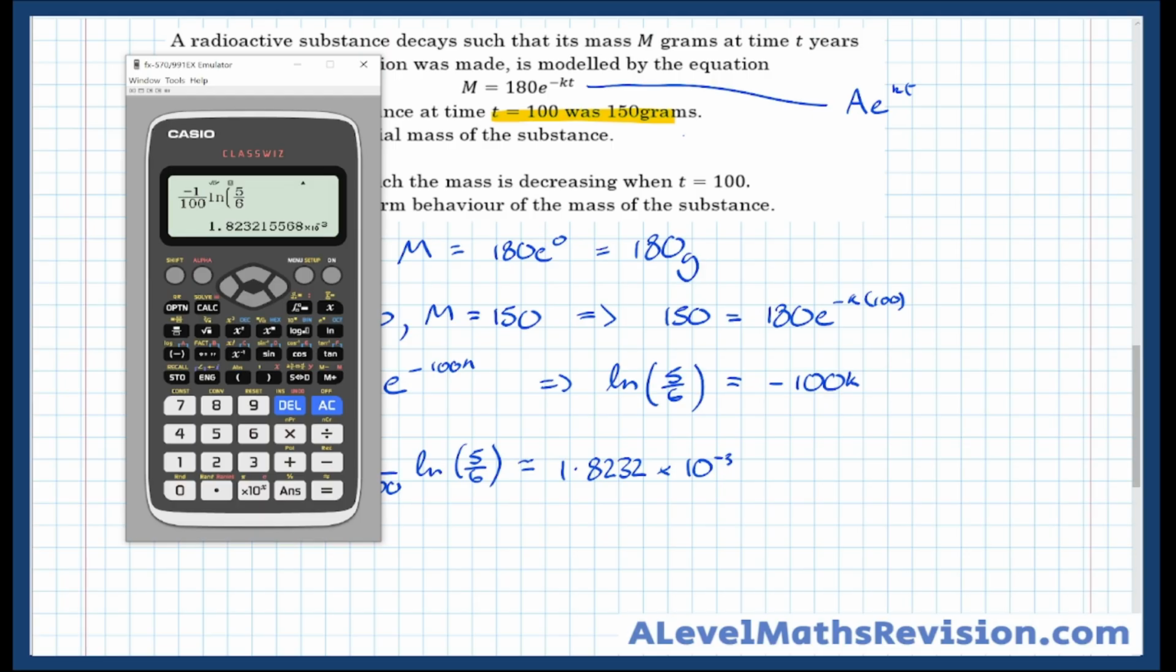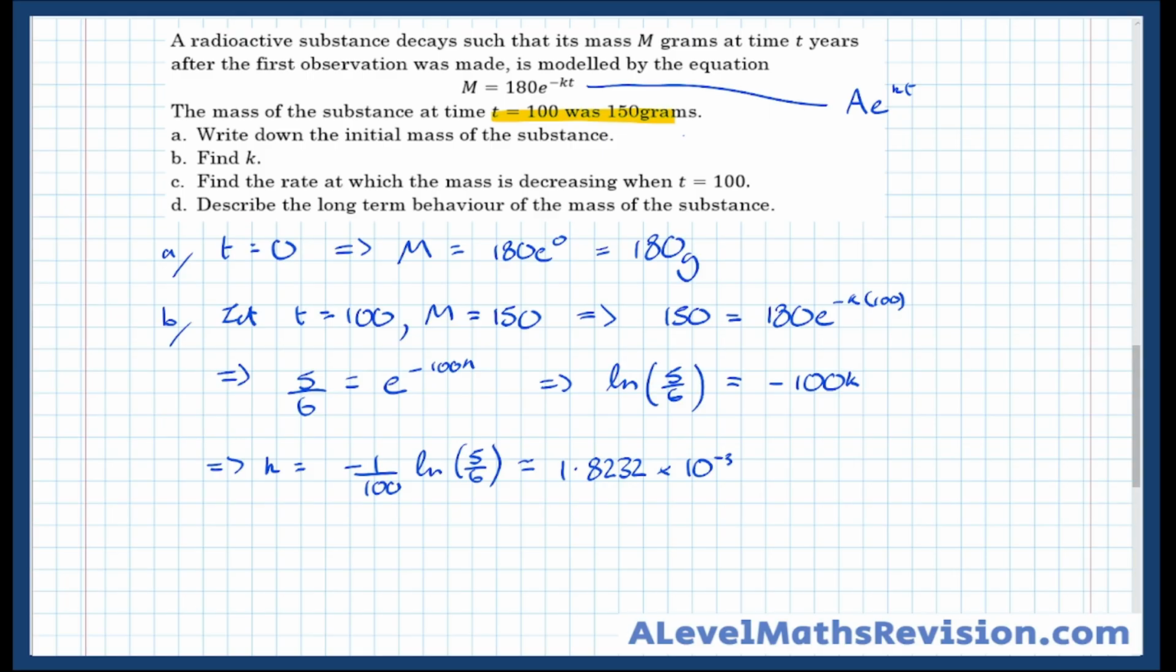What I'm going to do is store that in the A button. So I'm going to press this STO button here, just above 7. Then I press the button with the red letter above it that I want to store it in. So I'm going to store it in the letter A, just above the STO button. And now you can see the calculator tells me that it stored that number in A. So k is equal to that. I've stored it just in case I need to use that constant later, which I probably will. So part C, find the rate at which the mass is decreasing when t equals 100.